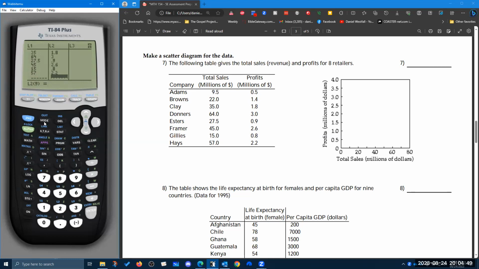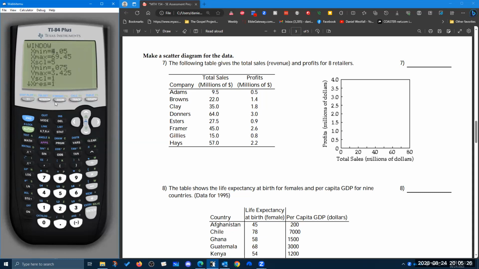I'm going to second quit and go out to my stat plot, turn my plot on. I want a scatter plot like so. I want my X list to come from L1, my Y list to come from L2. And that's okay for my marker for my ordered pair. I'm going to make sure that there's no Y equals equations in there already. There's not. Then I'm going to hit zoom 9, and that's going to show me my data here.